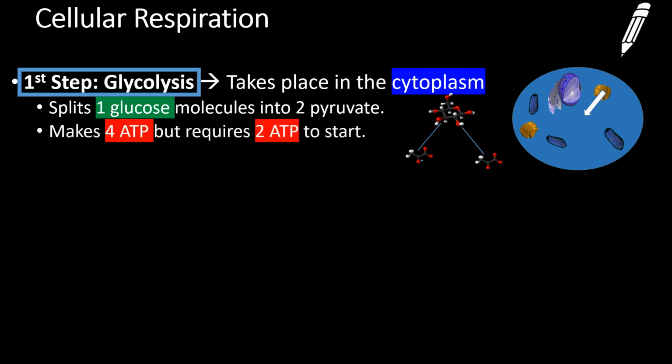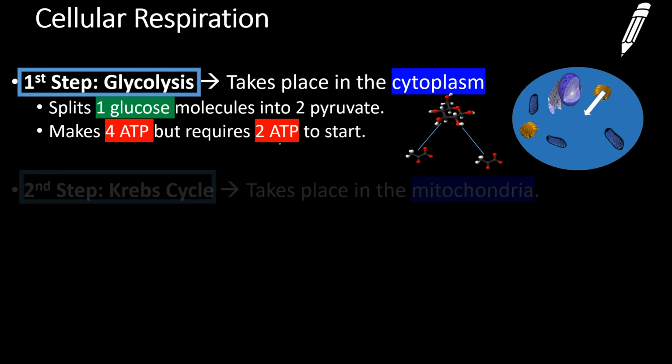It's going to make a total of 4 ATP, but in order to break this glucose down, we had to use 2 ATP to start. So I would say it makes 4, but it only nets 2. There's only 2 ATP profit. It's not that much ATP. Let's go to the next step.